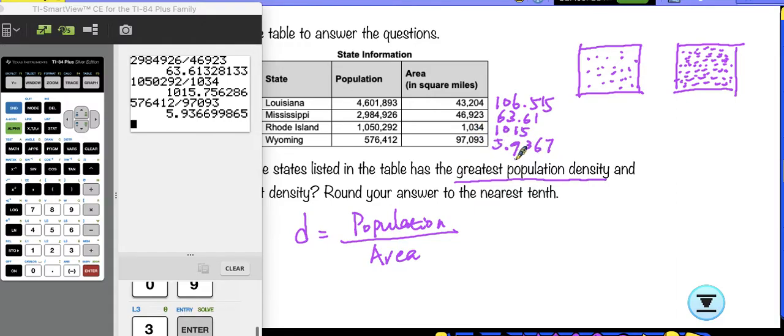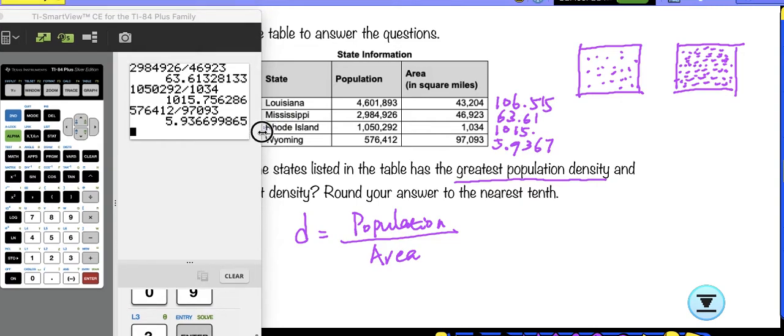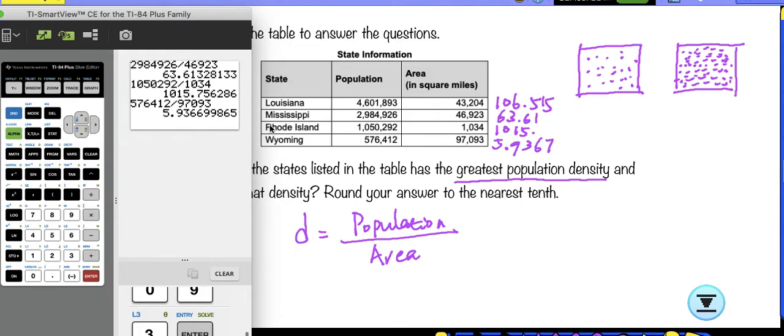Okay, so based on what we said, let's write down the number. First, we know the highest density is going to be this island, and we need to round the answer to the nearest tenth. So if you check this number, the nearest tenth is one digit after the decimal. We just need to check the second digit, which is 5, so we're going to round it up. So it's going to be 1015.8.